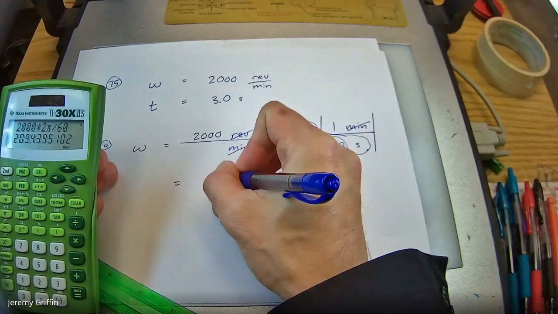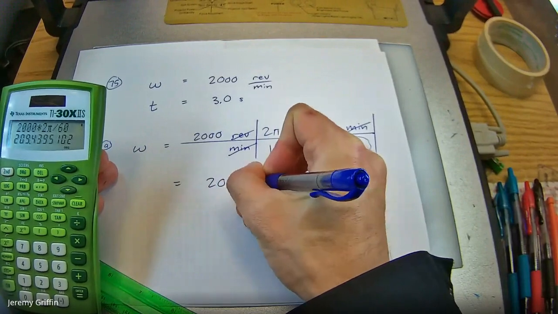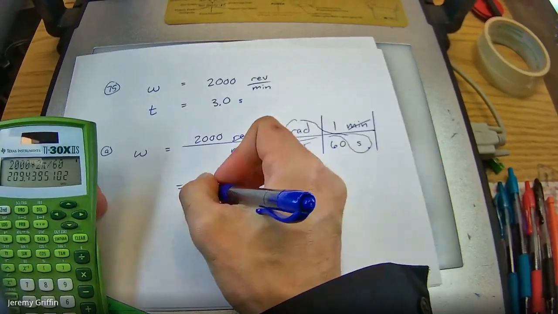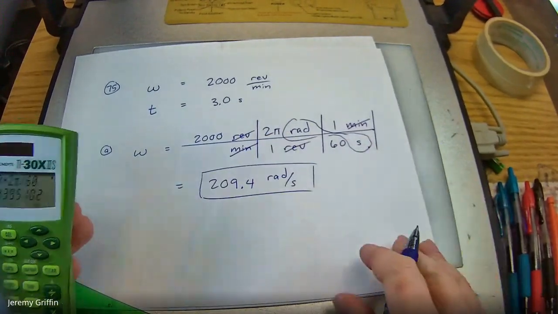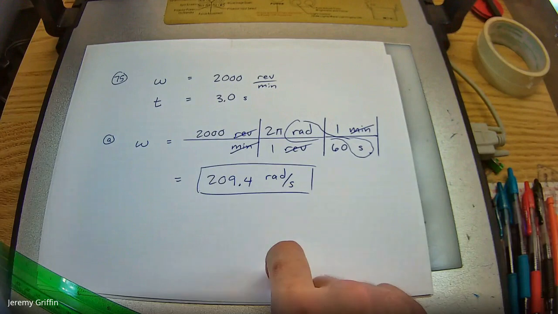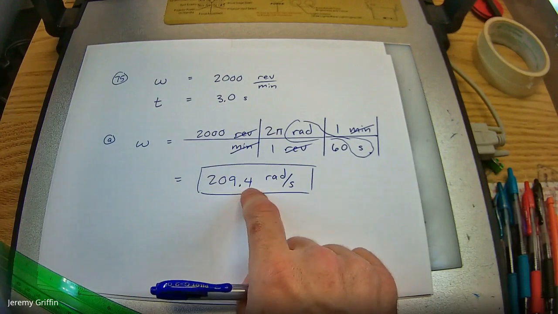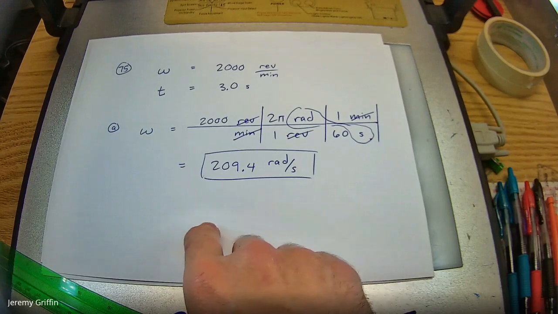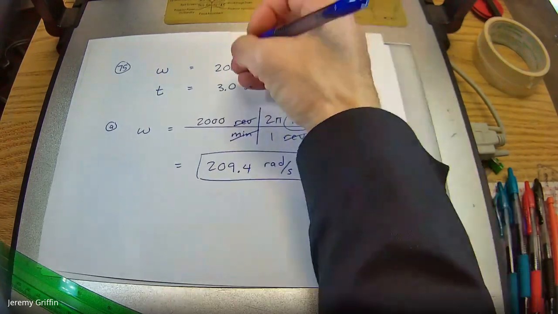I'm looking at this many radians per second. I've got too many digits. I should probably just do 3 significant figures. Like I don't really know that 0.4 is actually there, all I know is like 209. But say if I had like 3 sig figs.